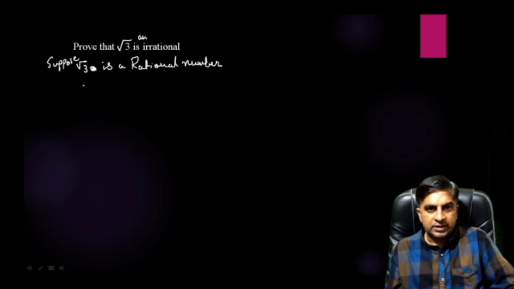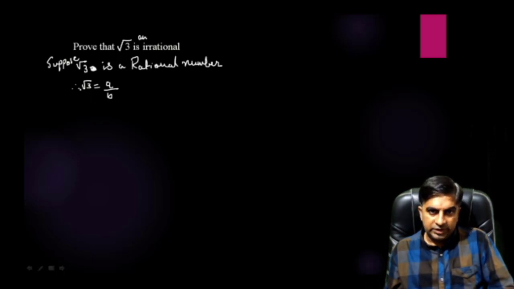And if it is a rational number, therefore we can say root 3 can be written as a by b. Now take it here: root 3 b is equal to a. Squaring both sides. Why are we doing squaring? To remove this root sign. So this will become 3b square is equal to a square.